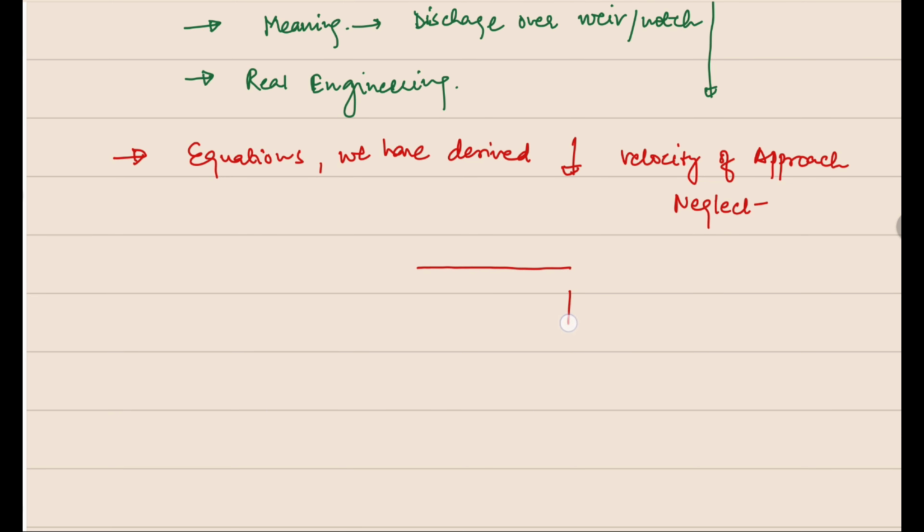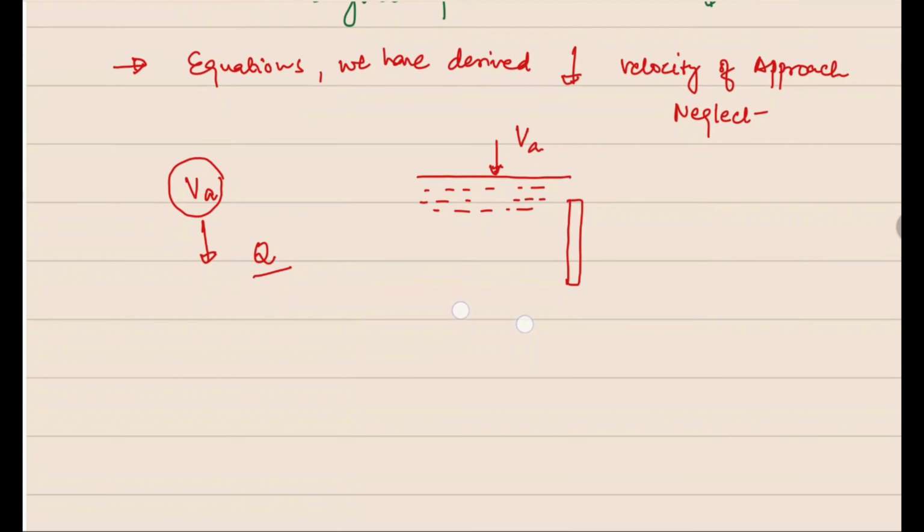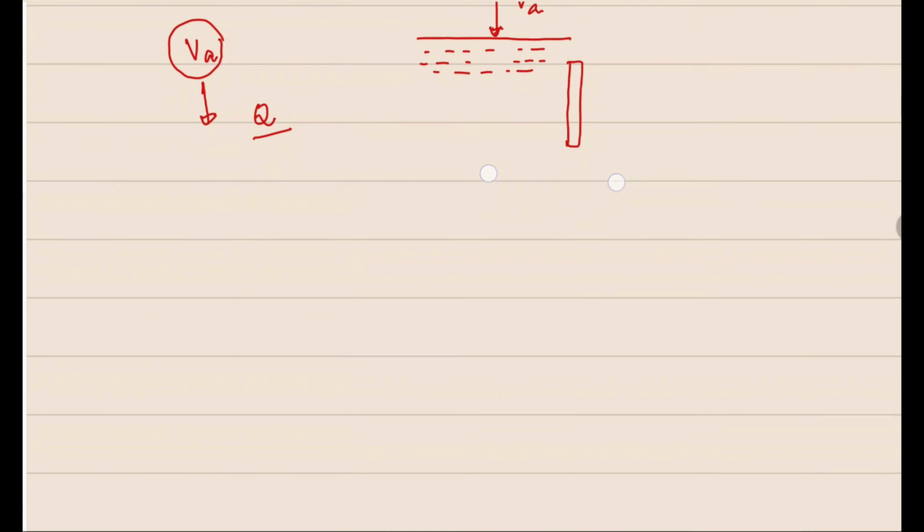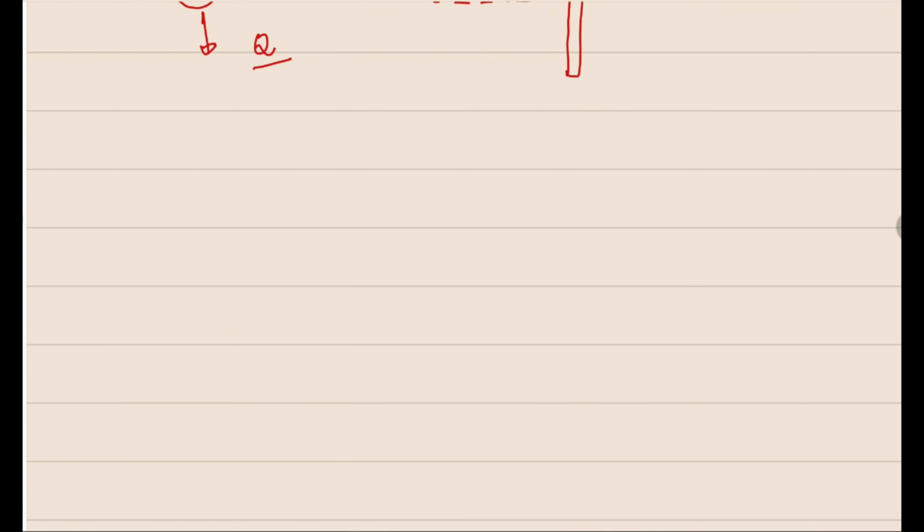If any weir is available and water is coming, definitely some velocity is going to be there. And during all the discussions we never thought of the inclusion of Va for any formulation of the Q so far. So I'm writing the definition for the velocity of approach.